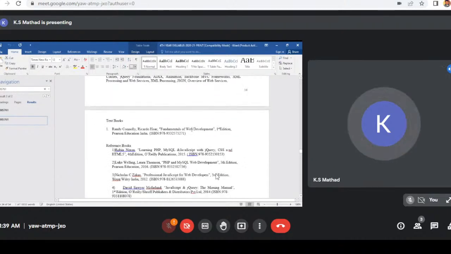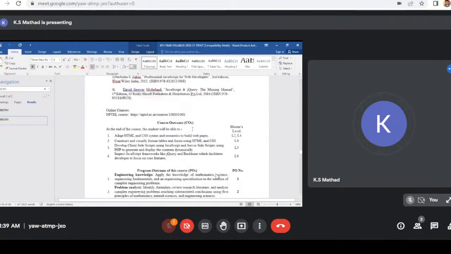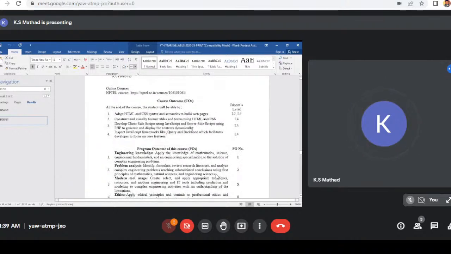If you have a look at the textbook, there is a single textbook that covers the entire syllabus. All the contents will be available in a single book. Its name is Fundamentals of Web Development, and the authors are Connolly and Hoare, and from the first edition onwards you can use it. There are several reference books also that are available in the syllabus.